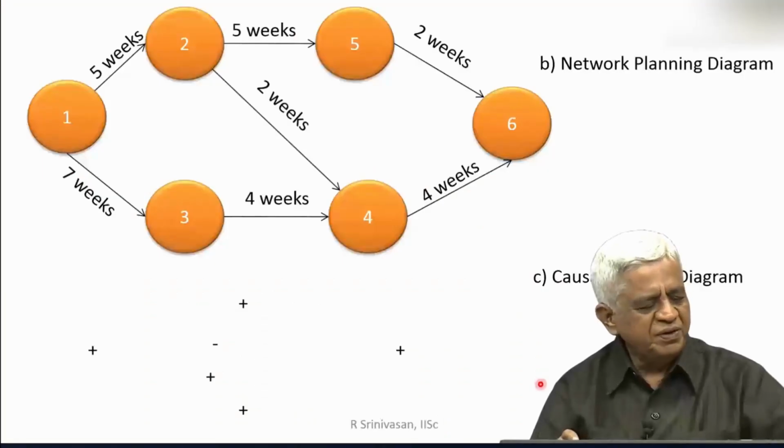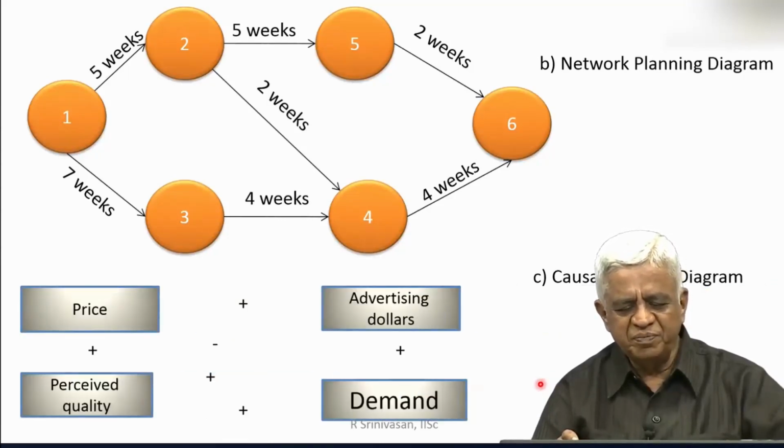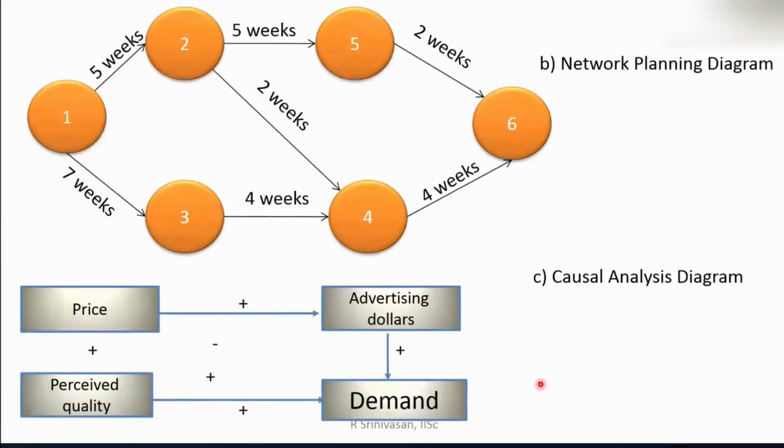The second one which we make use of is the network planning diagram. The network planning diagram makes use of the critical path. Look at this particular diagram. You have 6 activities coming in. When you look at activity 4, what can you make out? This 4 can start only when 2 and 3 are completed.